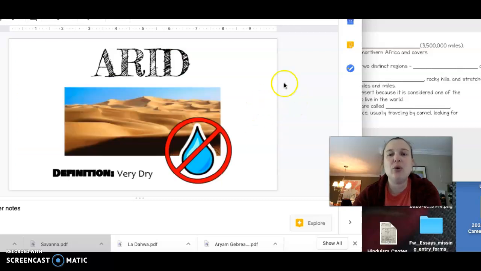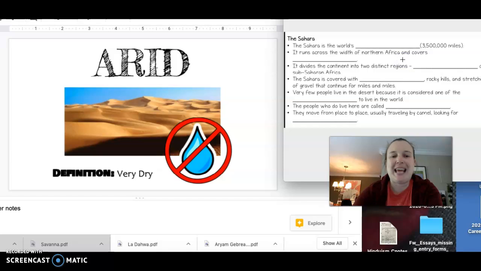Okay. The vocab word I want you to learn is arid. Arid is a fancy word for very dry, and we use it to talk about land. We don't usually use it to talk about clothes or other things that are dry. Like if you are in the shower and you dry off, you don't say, I'm arid. You use it more to describe land. So any place in the world that is very dry is often described as arid.